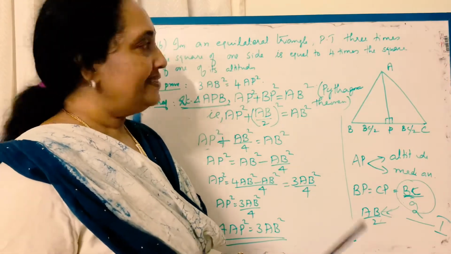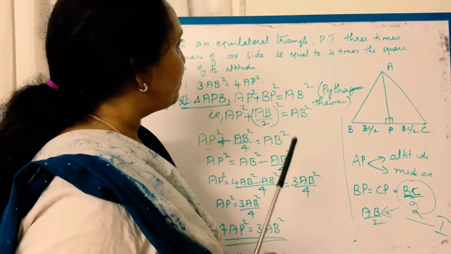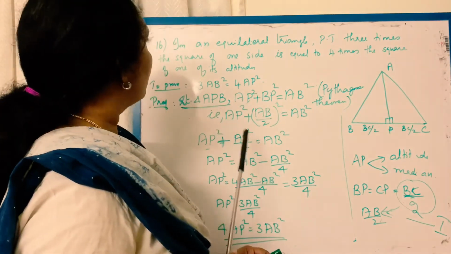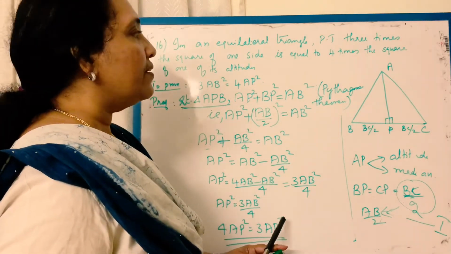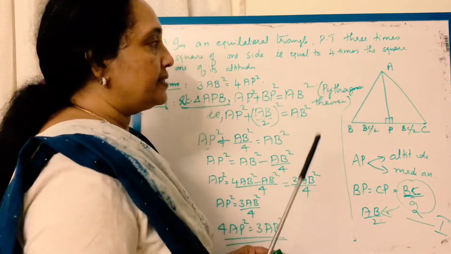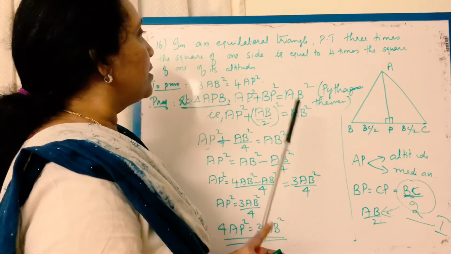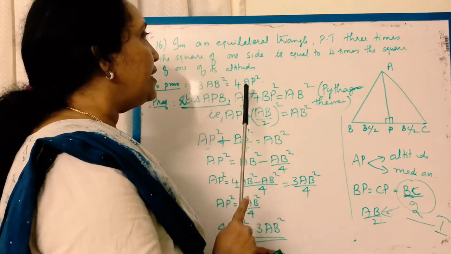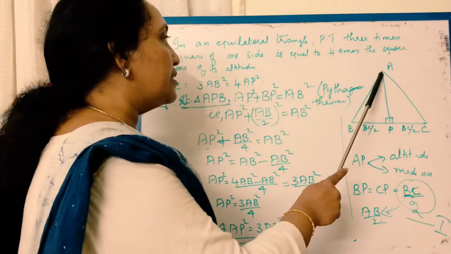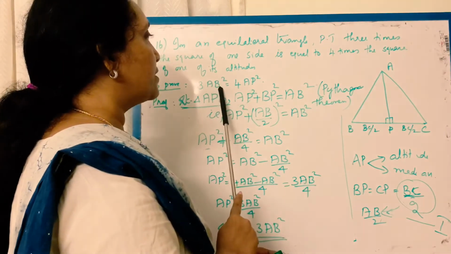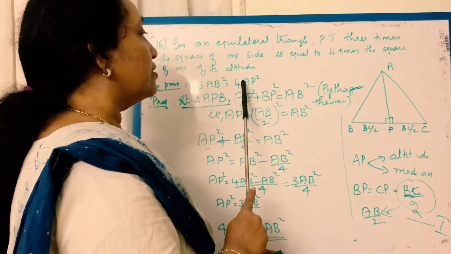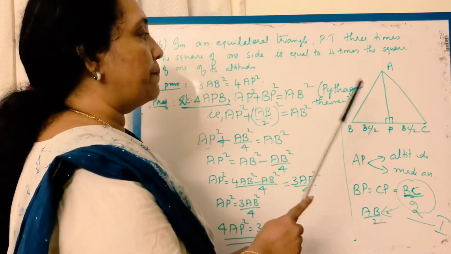Question number 16. In an equilateral triangle, prove that 3 times the square of one side is equal to 4 times the square of one of its altitudes. Okay, here I have drawn an equilateral triangle and AP is its altitude. Now we want to prove that 3 times the square of one of its sides, that means 3 into AB square, is equal to 4 times the square of its altitude, that means 4 AP square.